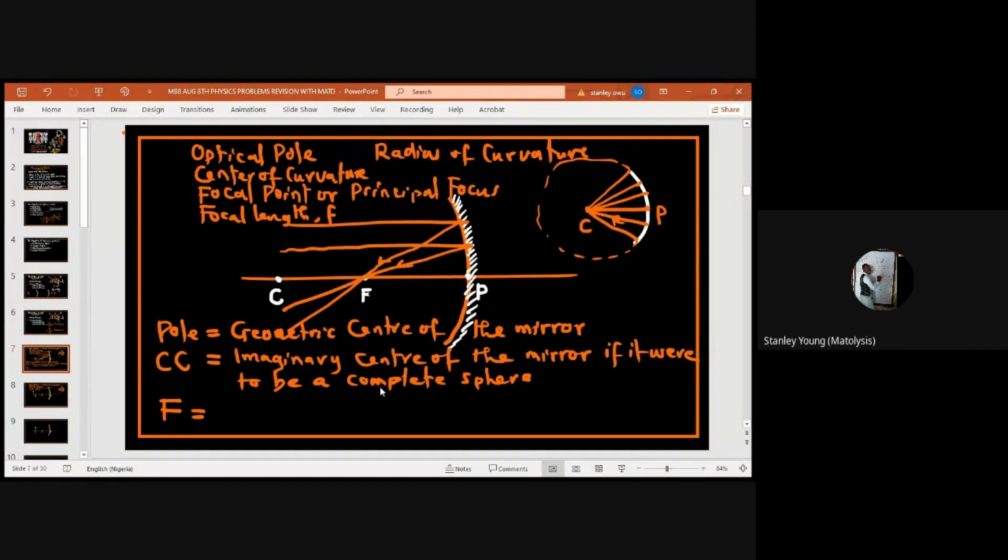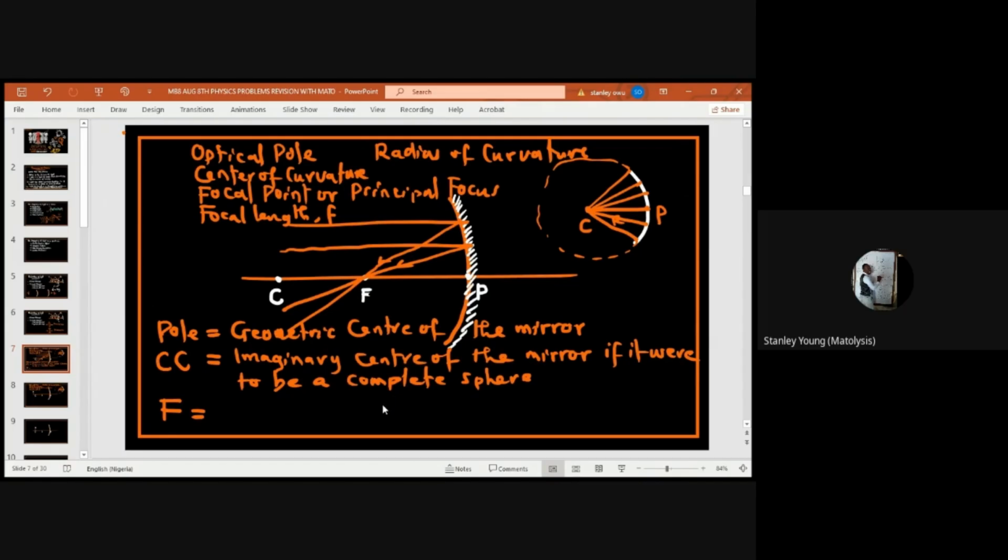It is a point on the principal axis such that all rays close and parallel to the principal axis converge to or seem to diverge from after reflection. If the question is about lenses, for instance, if it says define the principal focus of a lens, instead of using after reflection, you have to use after refraction.